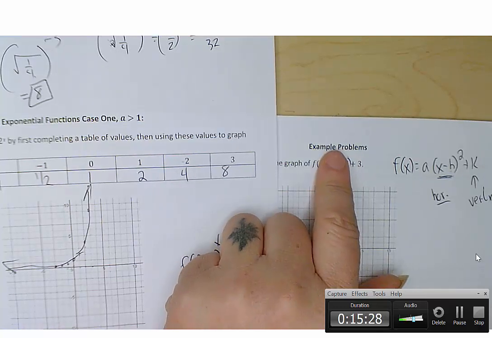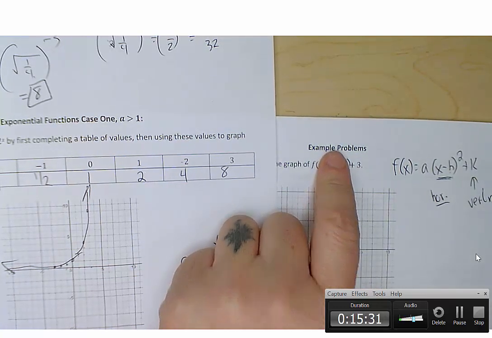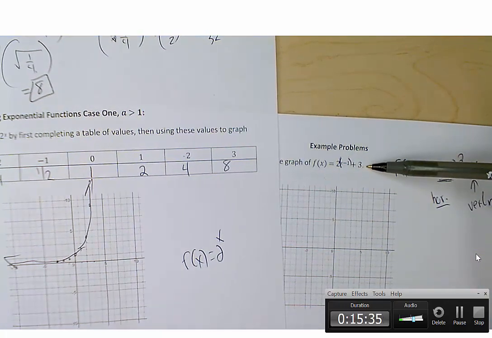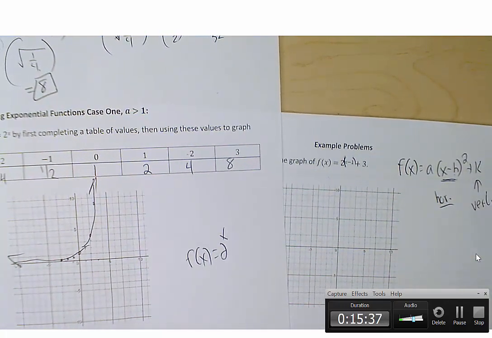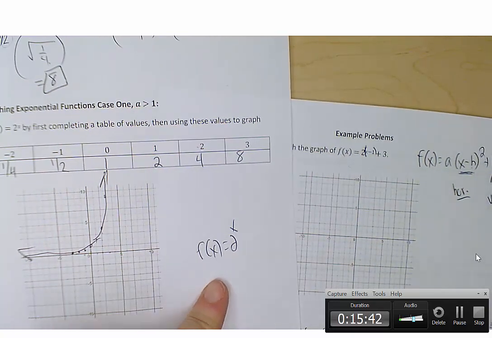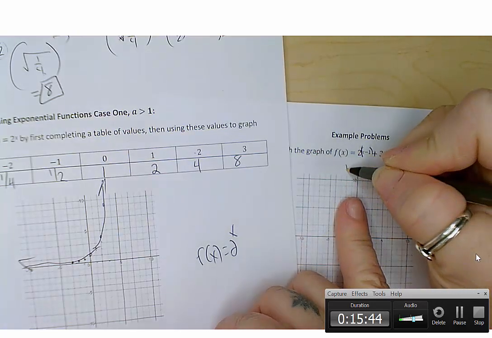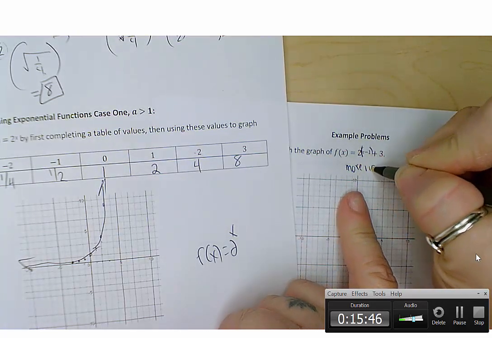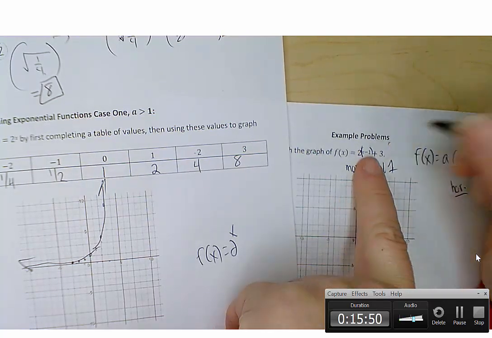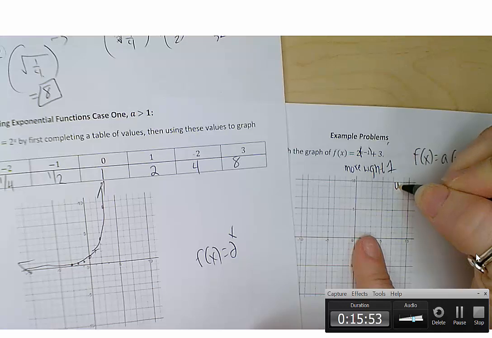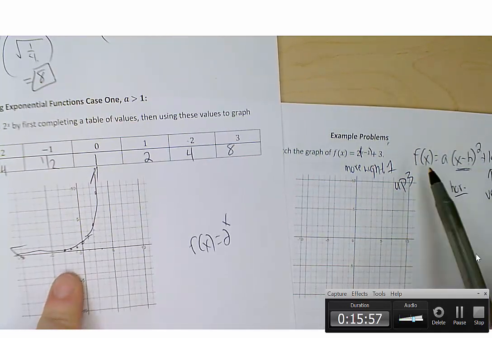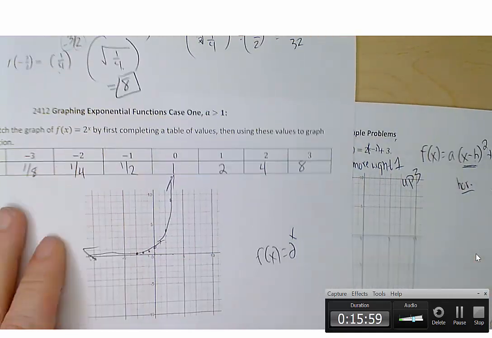Whatever number is at the end, if it's plus a number, you're going to shift it up however many units that says. If it's minus a number, you're going to shift it down however many units that says. So in comparison to 2^x, we are going to move right 1, since minus 1 means right 1. It says plus 3 at the end, so that means up 3. So from this graph, let's go to the right 1 and up 3.